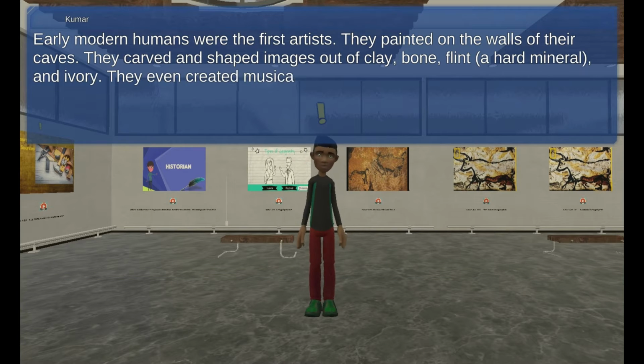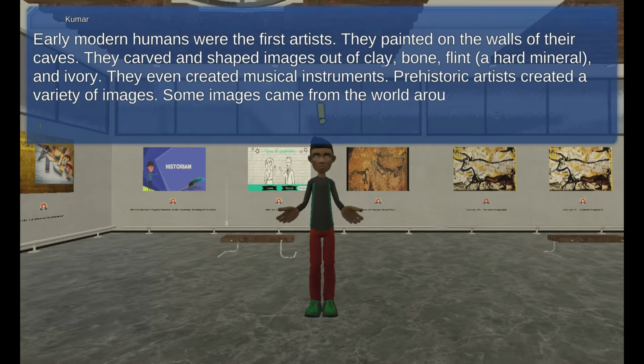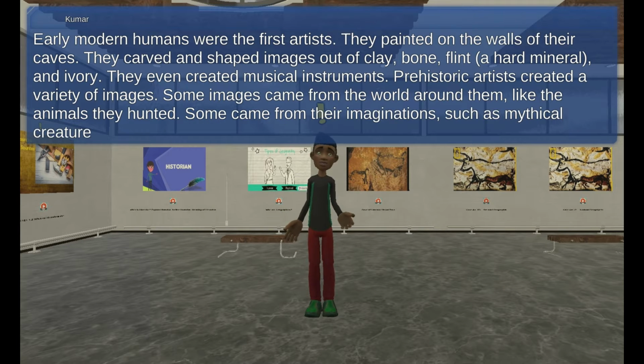Early modern humans were the first artists. They painted on the walls of their caves. They carved and shaped images out of clay, bone, flint, a hard mineral, and ivory. They even created musical instruments. Prehistoric artists created a variety of images. Some images came from the world around them, like the animals they hunted. Some came from their imaginations, such as mythical creatures.